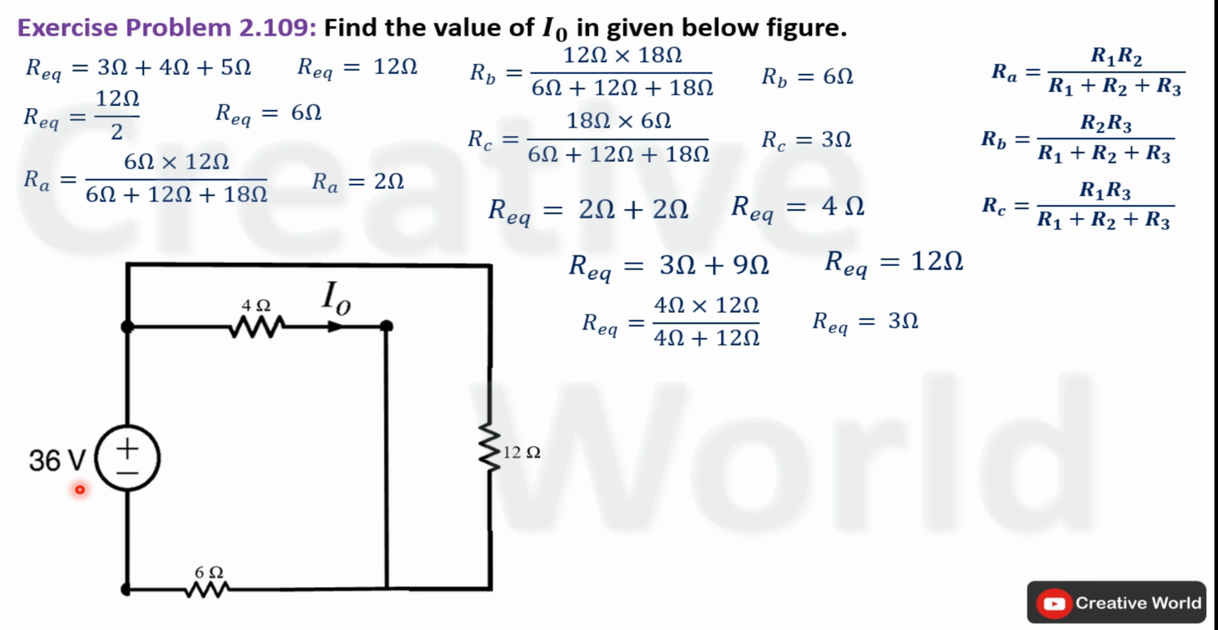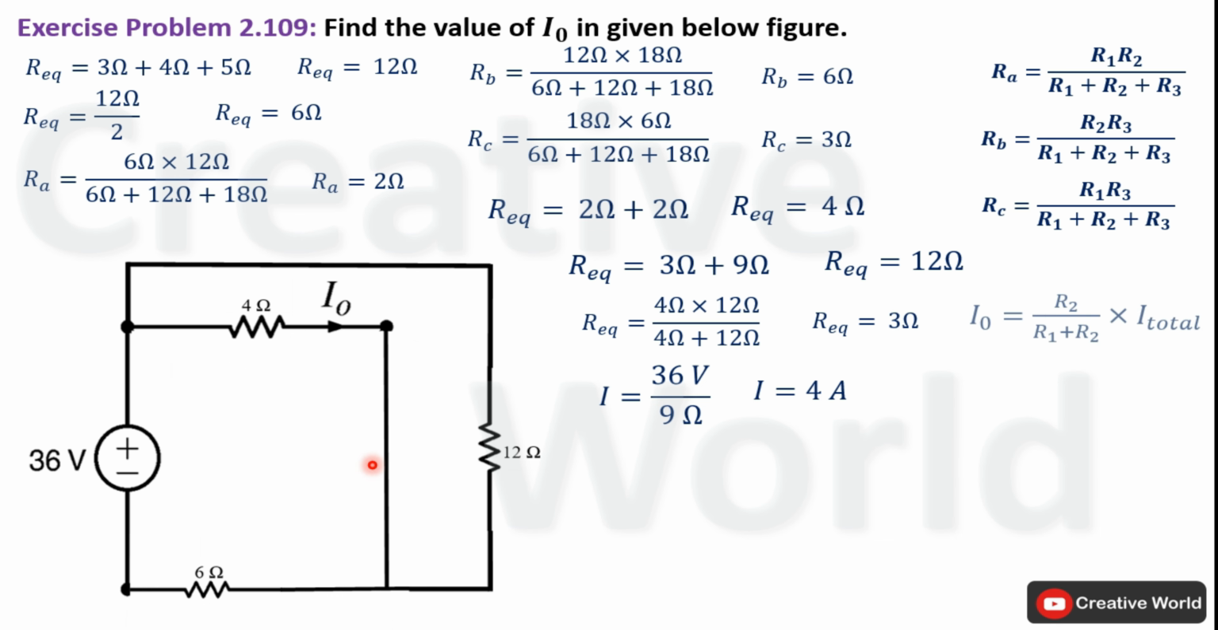After calculating total resistance of this network, we can calculate total supplied current using Ohm's law. Current will be equal to supplied voltage divided by total resistance. So the value of current will be 4 ampere, and the direction of current will be clockwise, leaving from positive terminal and entering from negative terminal. Now this 4 ampere current will come on this node and it will distribute among these two branches. So at this node we will consider this current as total supplied current and will apply current divider rule to calculate current through this branch.